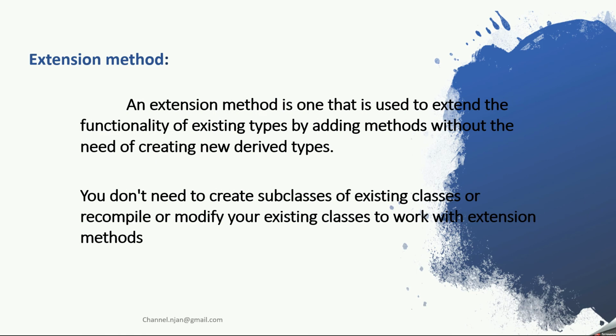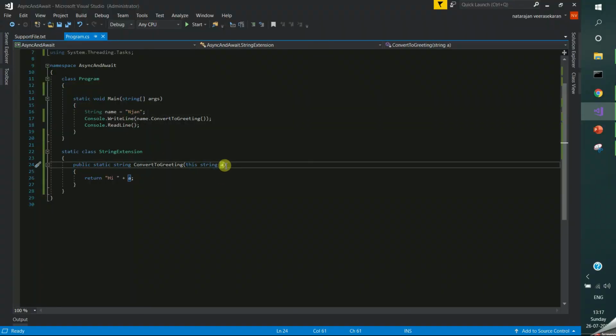Extension methods. An extension method is one that is used to extend the functionality of existing types by adding methods without the need of creating a new derived type. You don't need to create a subclass of existing classes, or recompile or modify your existing class, to work with an extension method. Let me write a program, then come back again.